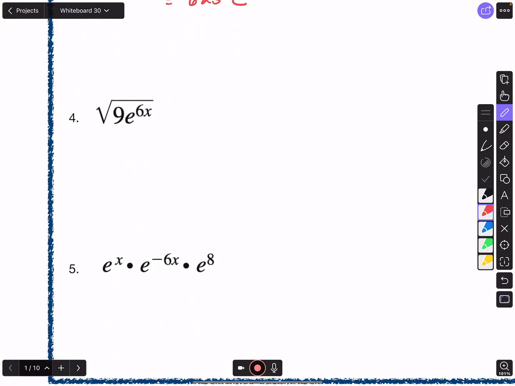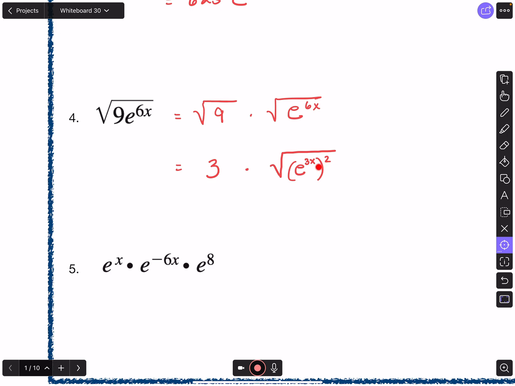Number 4, showing all the steps, I would think of this as the square root of 9 times the square root of e to the 6x. The square root of 9 is 3. I'm going to write e to the 6x as e to the 3x squared. The 3x times 2 is 6x. But by writing this 6x as 3x times 2, I can now take the square root of a perfect square.